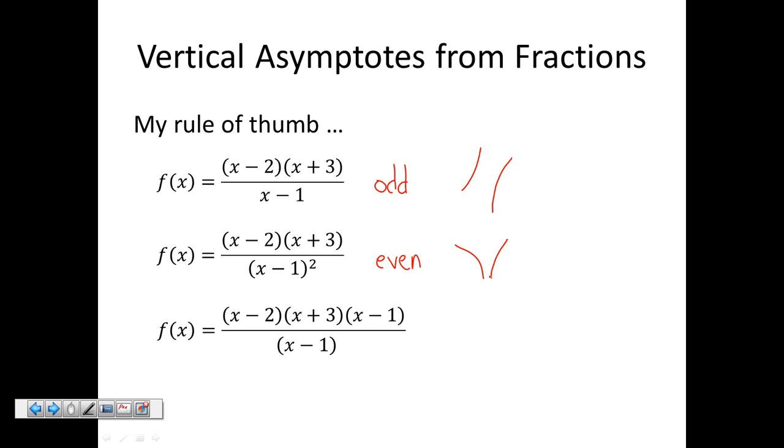When I see this rational function and that factor on the bottom can cancel, that means that there's not going to be a vertical asymptote. There's just going to be a hole discontinuity at, in this case, 1, where that bottom equals 0.